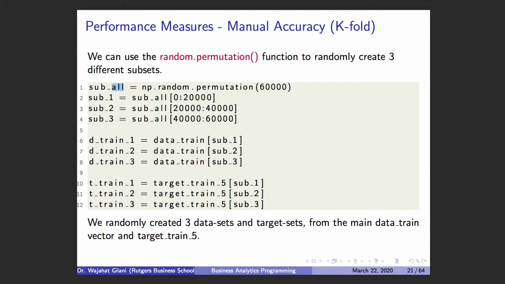So for example, don't be confused here. This is not saying that the first 20,000 will be D train 1. That's not what it's saying. What it's saying is sub all is random numbers. So already it's random numbers from 0 to 59,999. Whatever those first 20,000 of those random numbers are, that's what's going to sub underscore 1. The second set of 20,000 random numbers is going to subset underscore 2. The third set of those random numbers is going to subset underscore 3. That allows completely randomized subsets from our main training data.